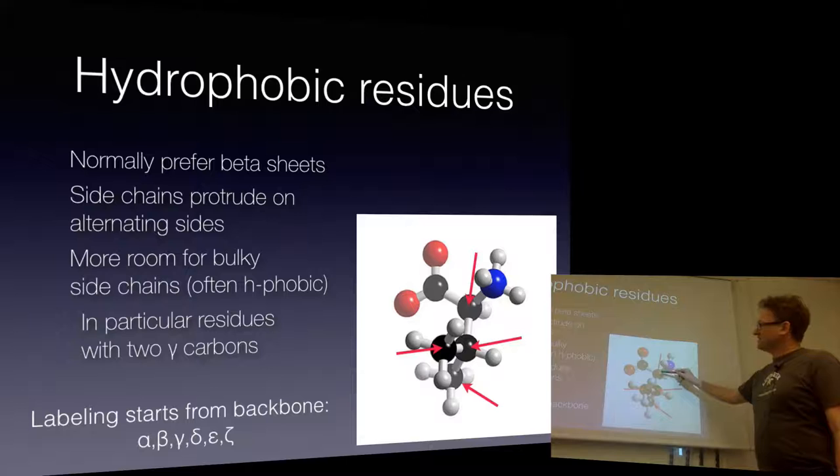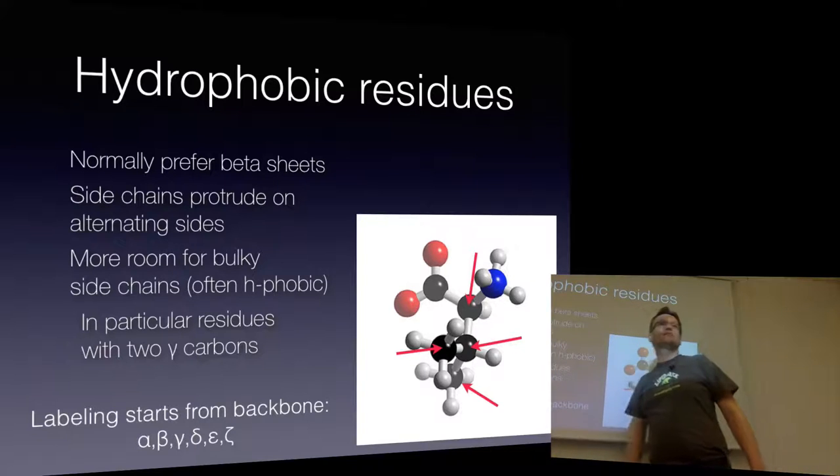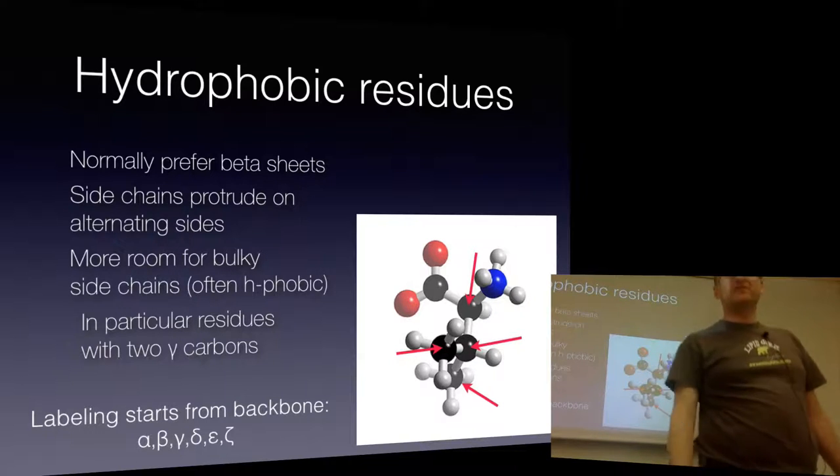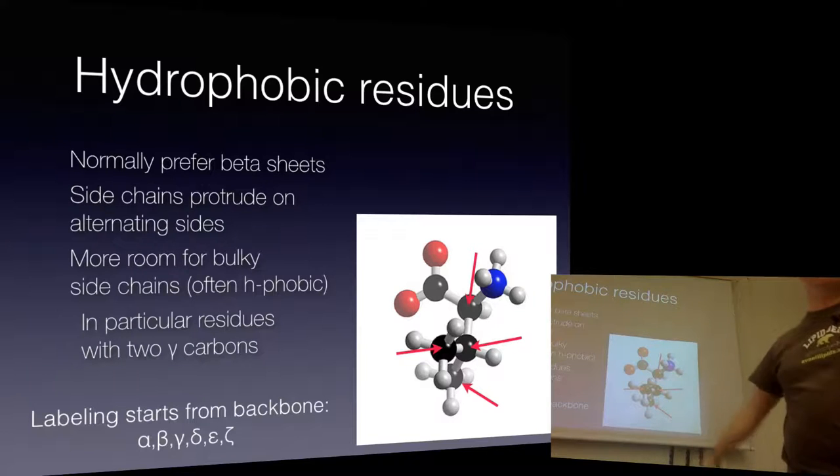And in some cases, here's alpha and there's beta. And then you have a branch here. So after the beta, you have one carbon there and one carbon there. And then we call them gamma 1 and gamma 2. So in particular, when you have these branches, you get small and bulky residues that can be very important on the inside of a protein. This one is going to hate to face the water.